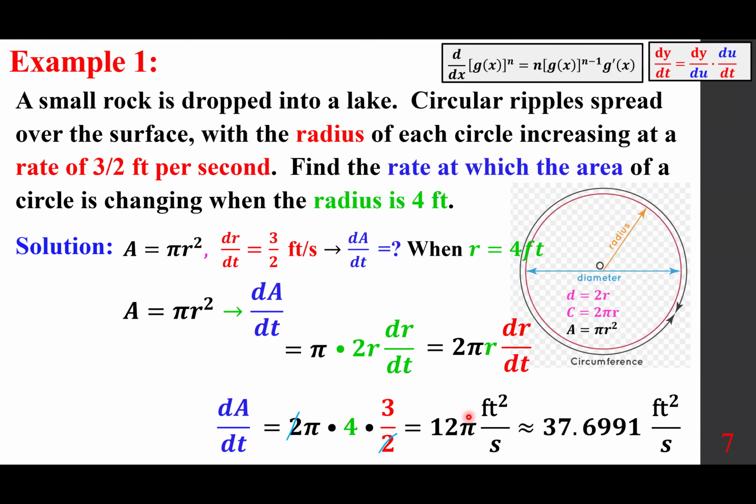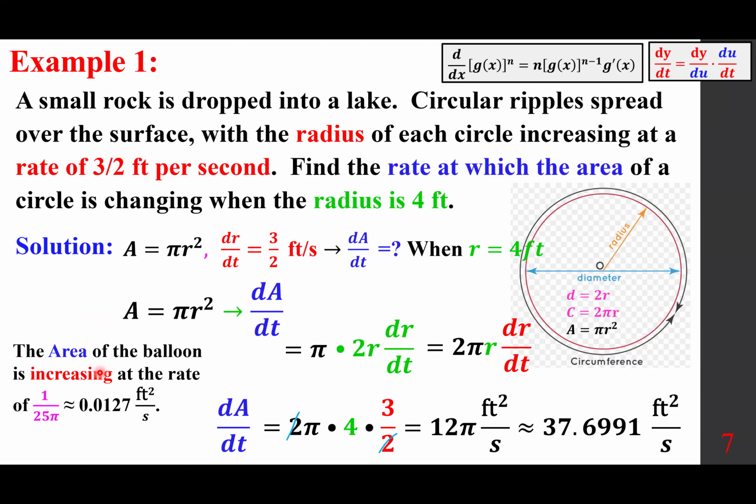This is an exact answer. If they ask for an approximation, just follow how many decimals. Otherwise, you don't have to write that. This is the exact answer, and this is what we must write. What does it mean? The area of the balloon is increasing. Why is it increasing? Because this is positive. At what rate? At the rate of 12 pi square feet per second.